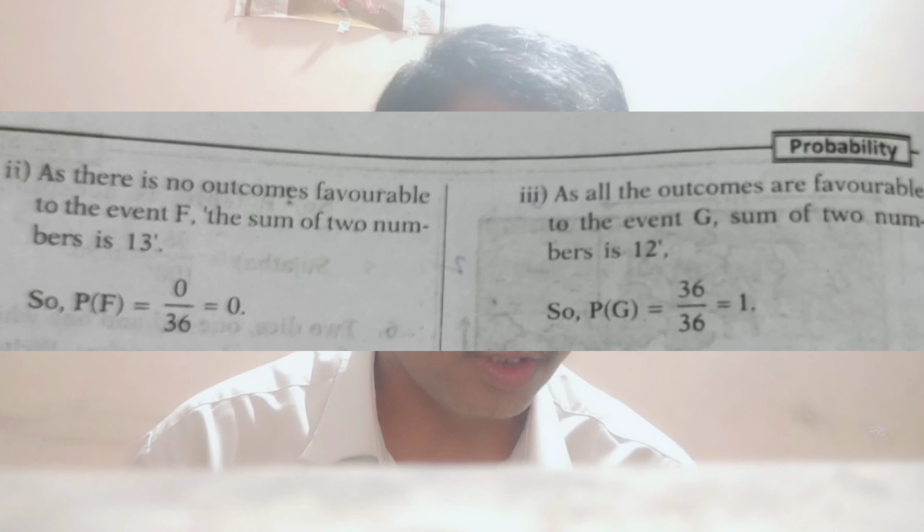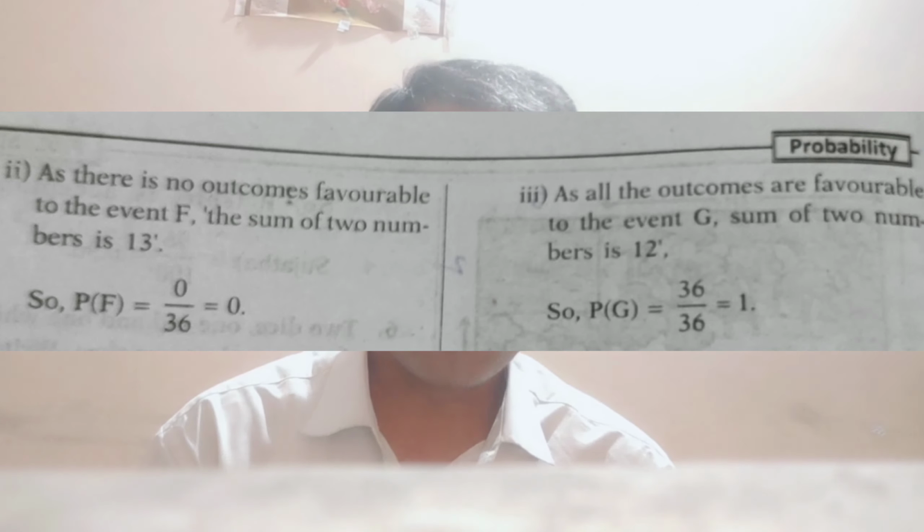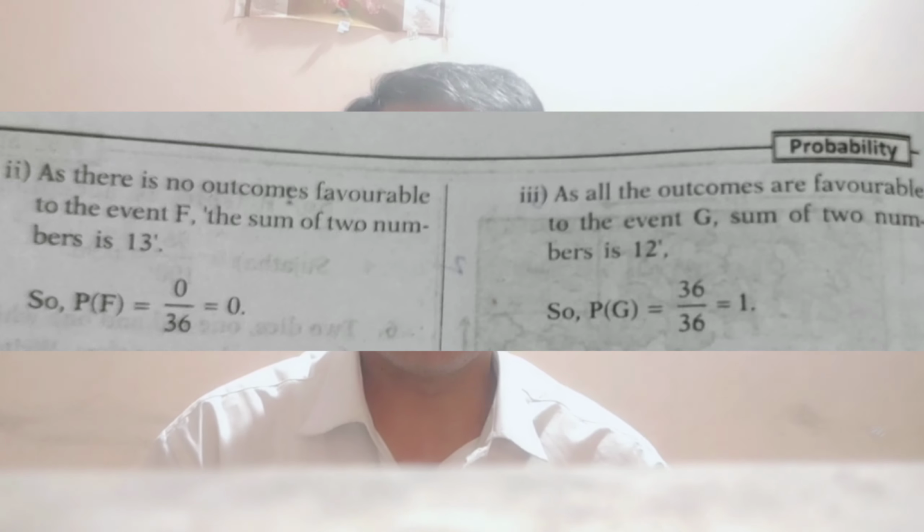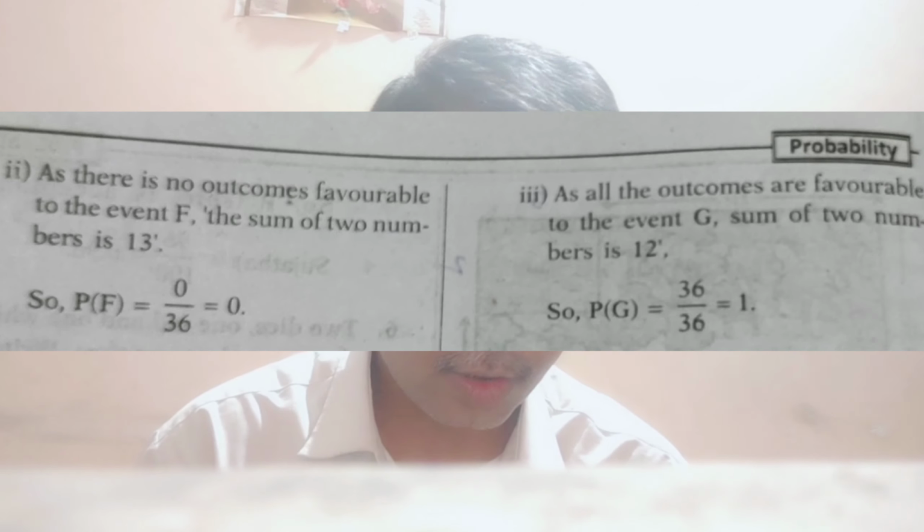Probability of an event, formula we already know. What is the formula? If E is the event, then P of E is equal to number of favorable outcomes by total number of all possible outcomes. By using that formula you can easily do that one.